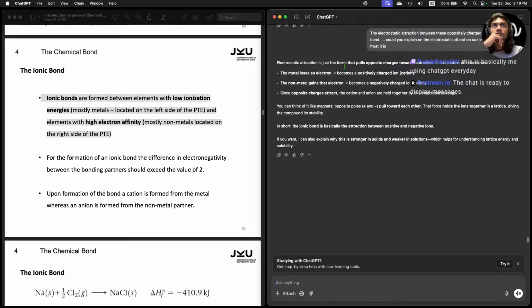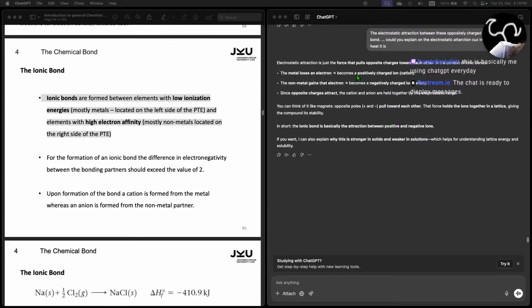Electrostatic attraction is just the force that pulls opposite charges towards each other. Okay, opposite charges. In the context of ionic bonds, the metal loses an electron. Losing an electron, what charge is it? Negative. Positive. Yeah.